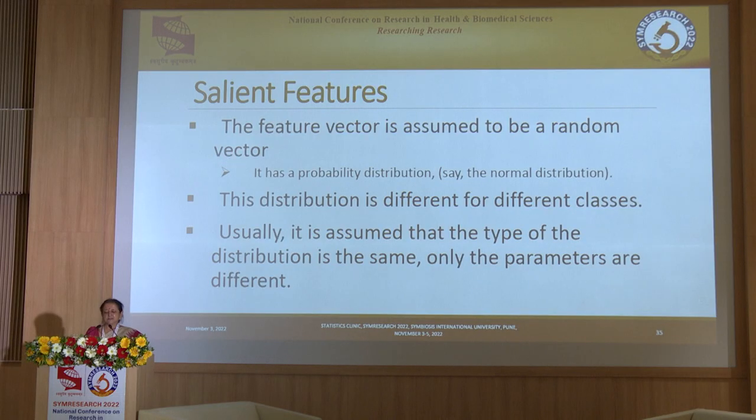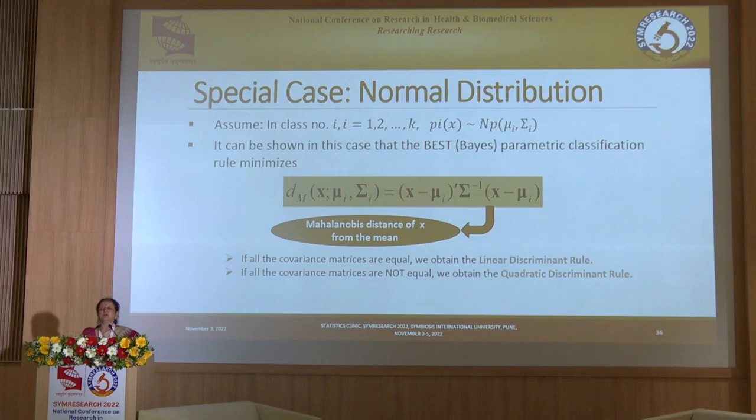So that is one basic premise in the parametric approach to the classification problem: the feature vector is assumed to be a random vector, and it has a probability distribution, and the most popular choice is the normal distribution, and this distribution is assumed to be different for different classes. The simplest assumption is where you assume that the means of the two normal distributions are different, distinct. And here of course you have parameters. The normal distribution has two parameters each, so you have to estimate them using the data. Standard techniques are available.